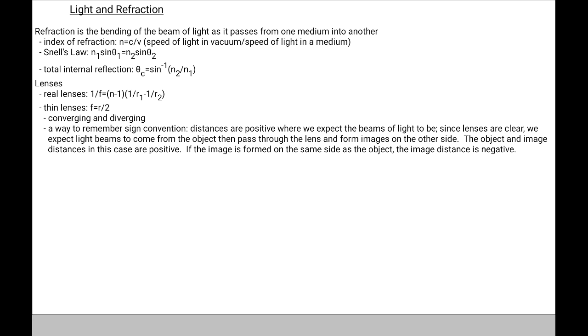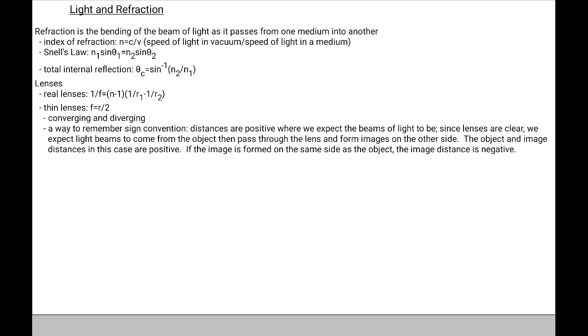But lenses are clear things. So we expect the beams of light to start on one side of the lens and then pass all the way through and form an image on the other side. So the object distance is positive on, let's say, the left side of the lens, and the image distance is positive on the right side of the lens because we expect the light to go all the way through.